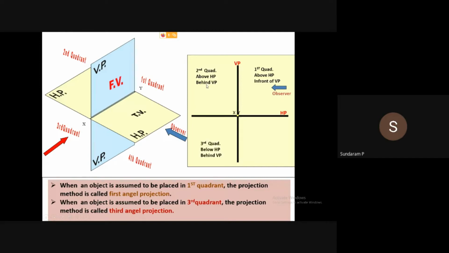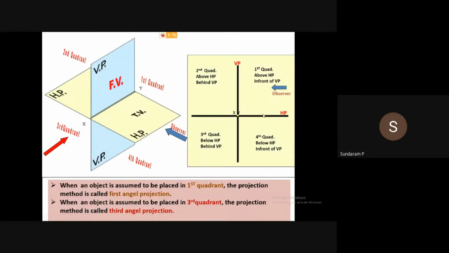Suppose the object is assumed in the third quadrant. We can say the object is below the horizontal plane, or below ground, and behind the vertical plane. In case we assume the object in the fourth quadrant, the description of the location or orientation of the object is below the horizontal plane and in front of the vertical plane. This is to understand the four quadrants and how we explain the location or orientation of the object.